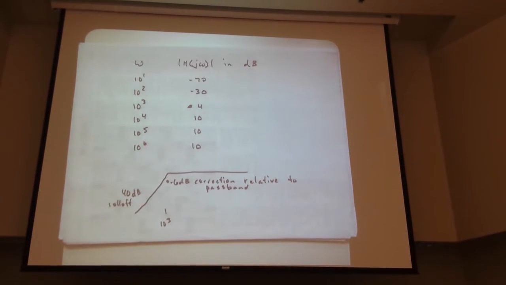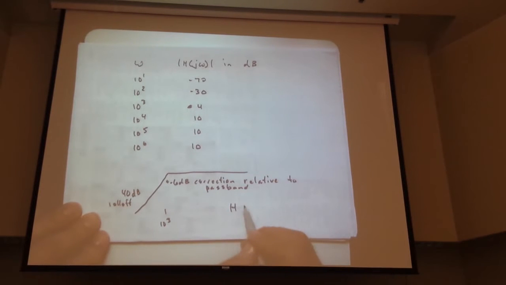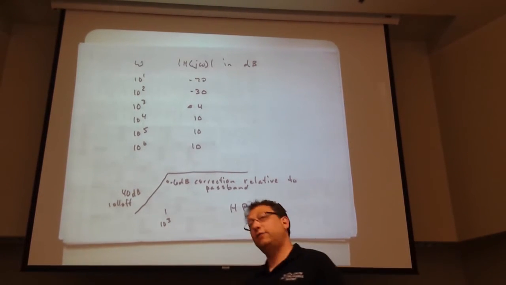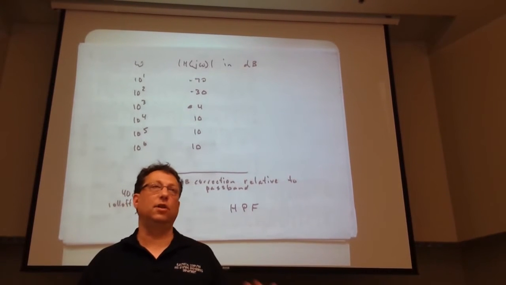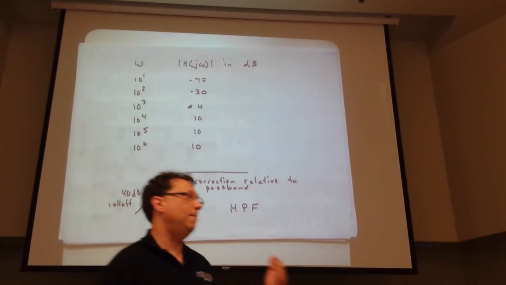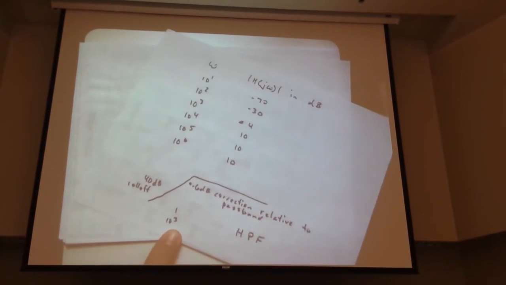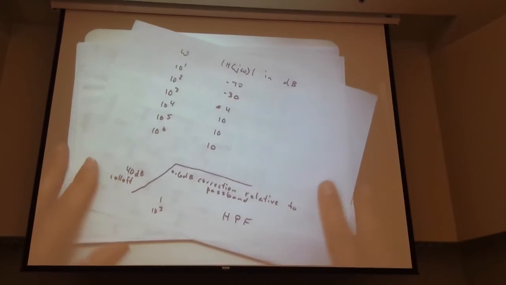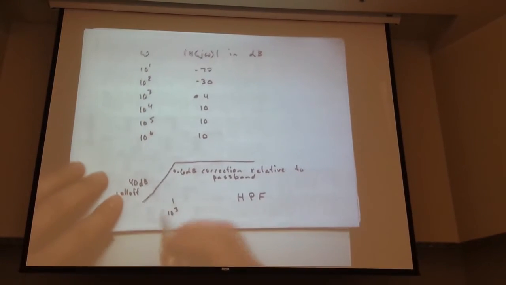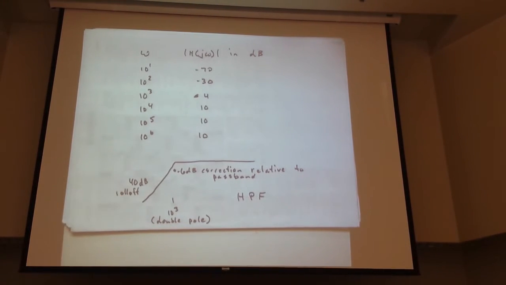What type of circuit is that? It's a high-pass filter. At 10 to the 3, what do we have? Well, we go from plus 40 dB per decade as a slope to 0 dB. So what does that mean? At 10 to the 3, effectively, what do we have to have? So this is a double pole. In this particular case, is this a real pole or a complex pole?